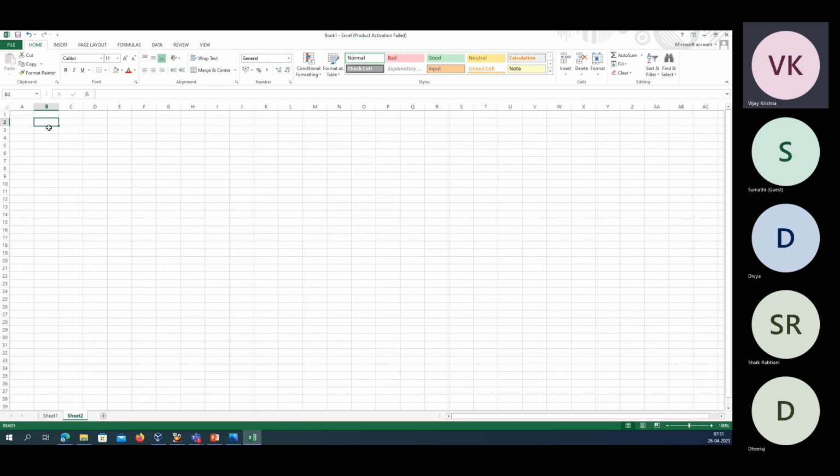Okay, right. Now I'll give a small exercise for you. Say for example, I have a dimension called region. Under region, you have worldwide. Under worldwide, I have India. Under India, I have South.